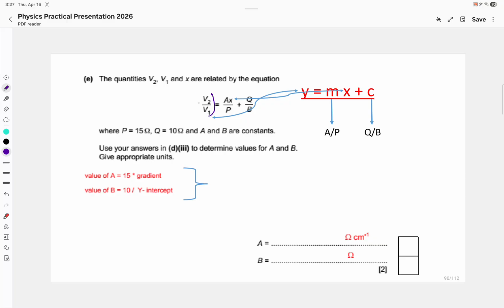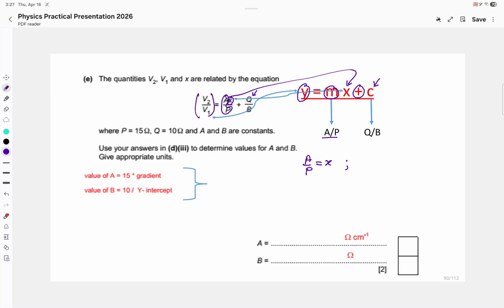For instance, v² upon v₁ is plotted on the y-axis, so it is y. Only x is plotted on the x-axis, so in the format of y = mx + c, the gradient is left here. And similarly, in the neighborhood of x, what is left? a upon p. So it means a upon p is x. And after a positive sign, what is left in the equation? The intercept. And what is left over here is q by b.